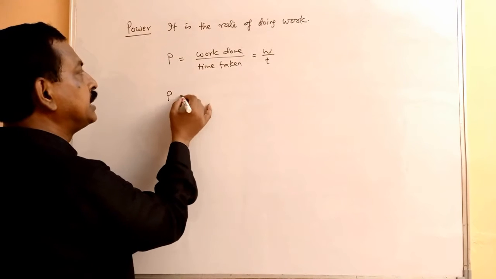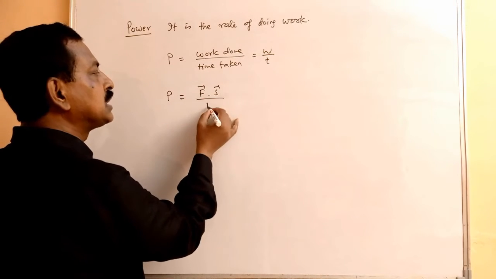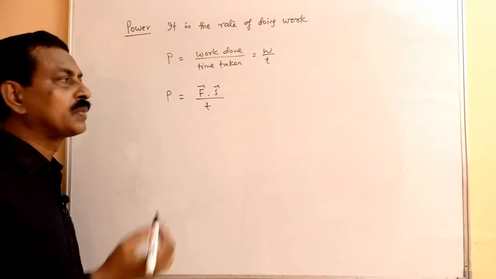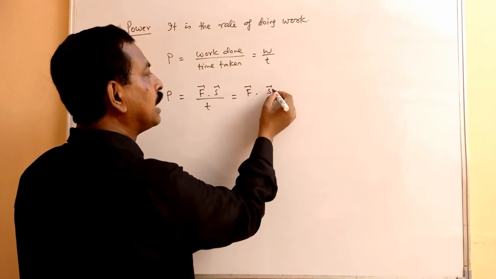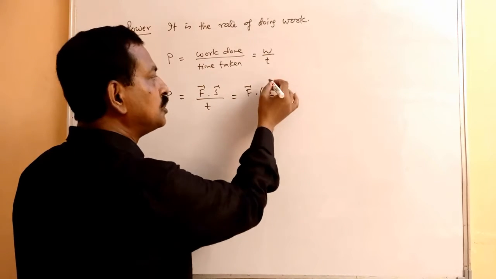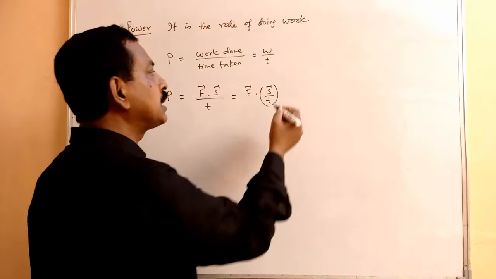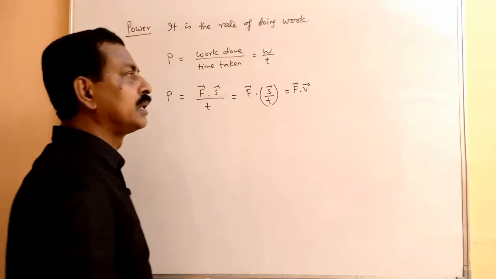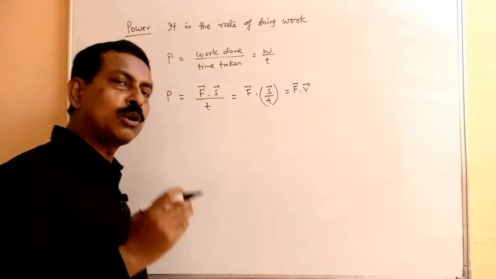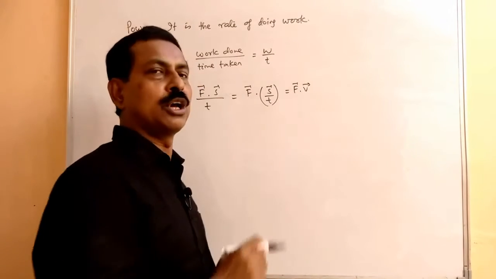Now here you see that work done, we can take it as the dot product of force and displacement, and we are dividing by time. So this can be written as F dot S by T. Now this S by T, displacement by time, is basically a velocity term. So this is F dot V. It means power you can also get as the scalar product of force and velocity.